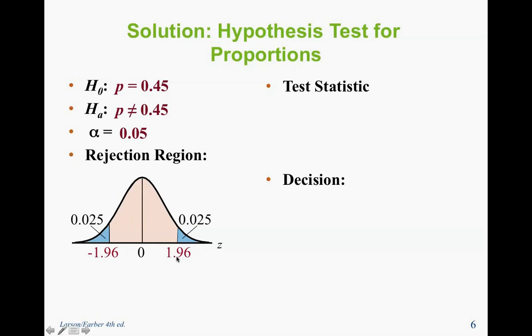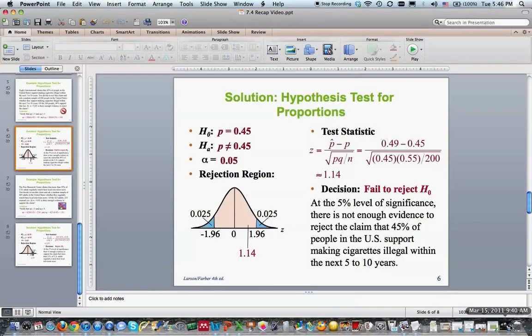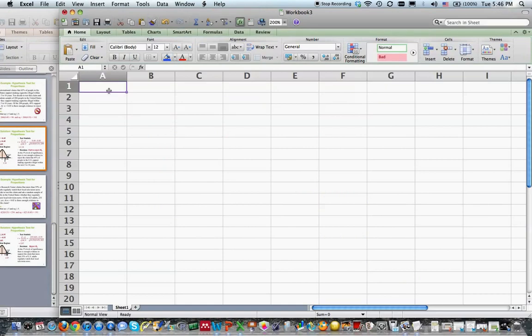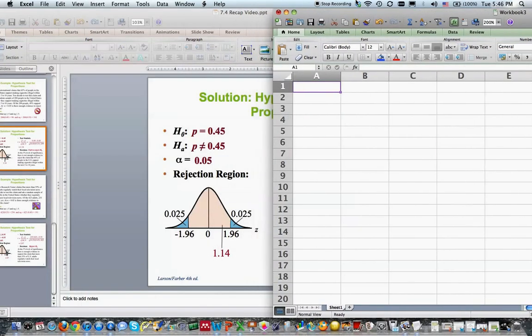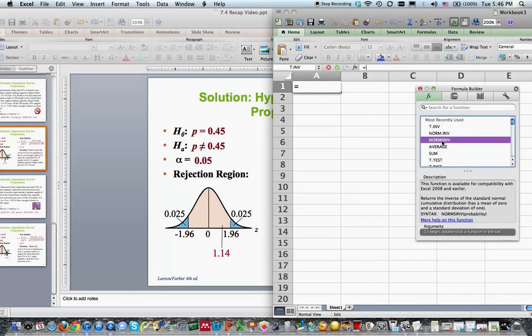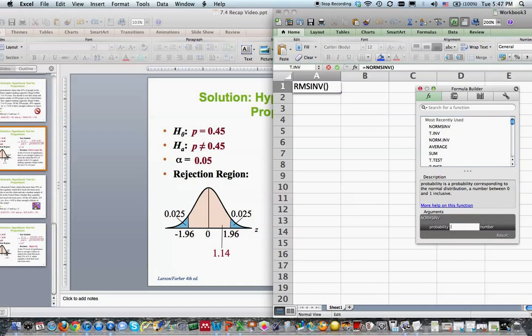Now to find a z-score, we need to go to Excel. So I'm going to open up Excel here. In Excel, to find a z-score, we go to our function wizard, wherever yours may be, NORM.S.INV, and then type in 0.05, and divide by 2, since it's a two-tailed test. That gives us negative 1.96. That's exactly where this came from.